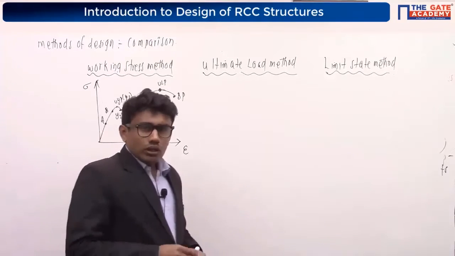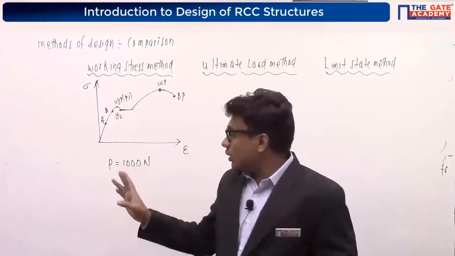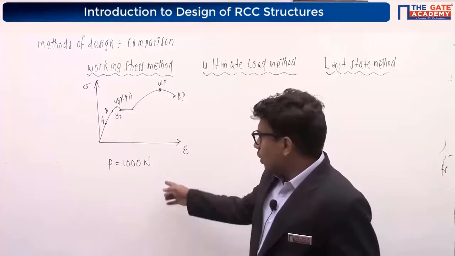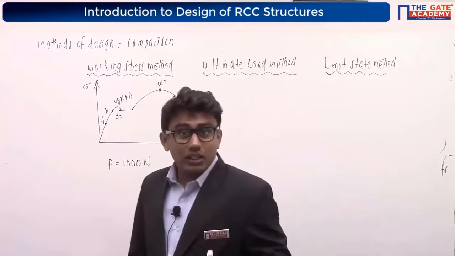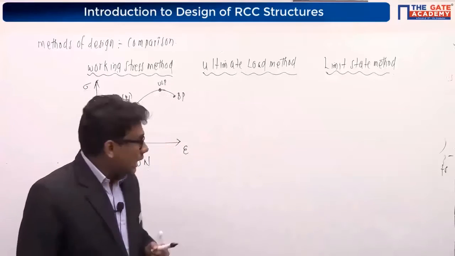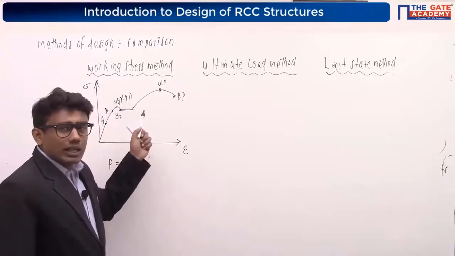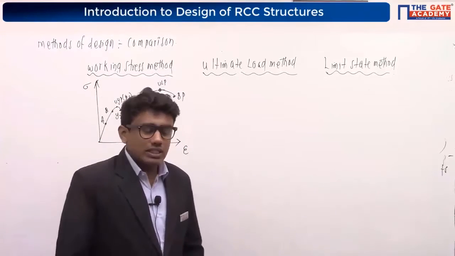As I told you, the purpose of design is to fix the cross-sectional area required to carry a certain amount of loads. The load here to be carried is 1000 Newton, and I want to fix the cross section. I want to find the cross-sectional area required to carry this 1000 Newton by working stress method, by ultimate load method, and by limit state method of design.